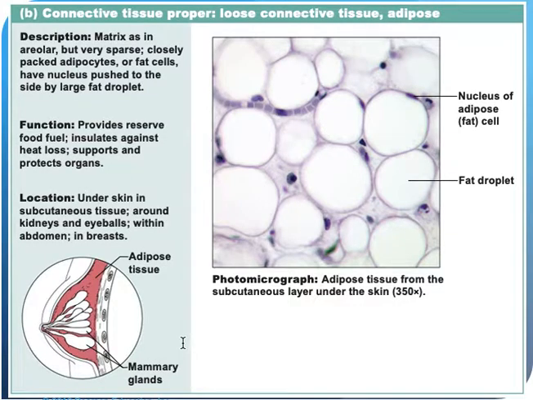So here's our picture of our fat, and again, we want adipose, but if you just put adipose, you're going to lose 1 point. You've got to put adipose, and you've got to put loose connective tissue, okay? I don't need the connective tissue proper, but I need you to give me the loose connective tissue adipose when you get this slide on your exam, okay? And again, you can see the adipose cell, and it pushes that nucleus over to the side.